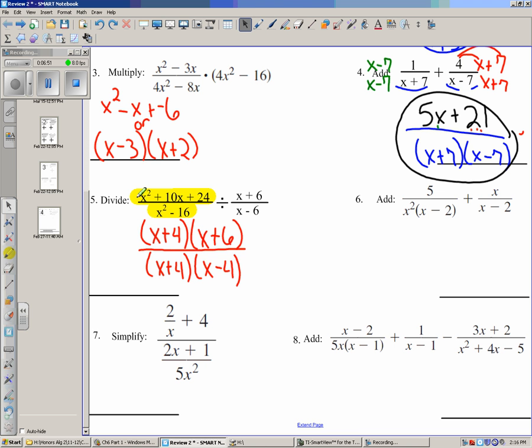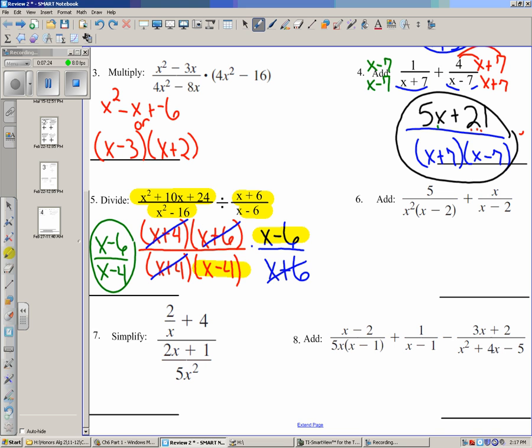When I go to my second fraction, now what I'm going to do is just multiply by the reciprocal. There's no factoring. So x minus 6 goes on top, x plus 6 goes on the bottom. And when I look to see what I can simplify or cancel out, my x plus 4s can go, my x plus 6s can go, and then I'm just left with the x minus 6 for my numerator and x minus 4 for my denominator. And now I have my final answer. And that's all you can do.